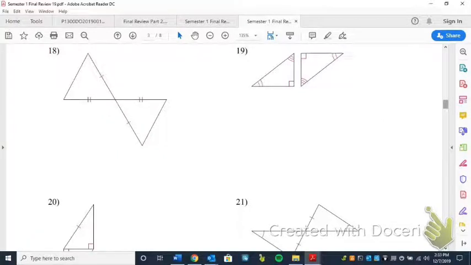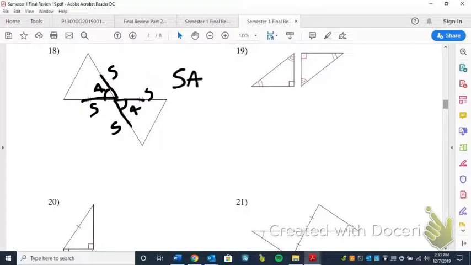Number 18, we know that because it's got vertical angles, those little bow tie angles, that those two angles are congruent. We then have two sides, side, angle, side, side, angle, side. We're good to go. So yes, side, angle, side.